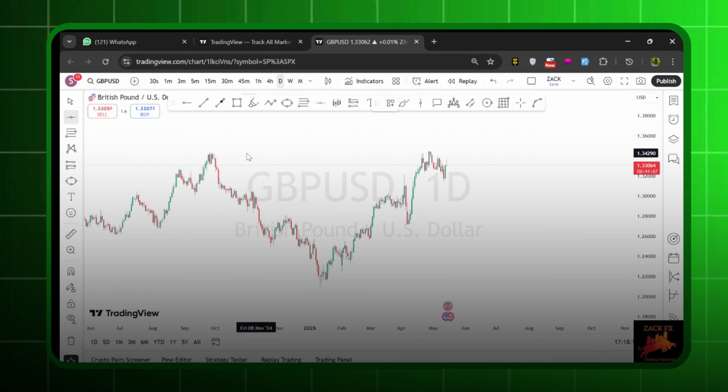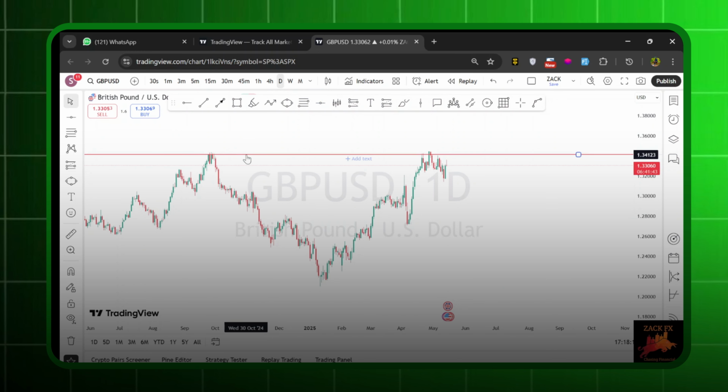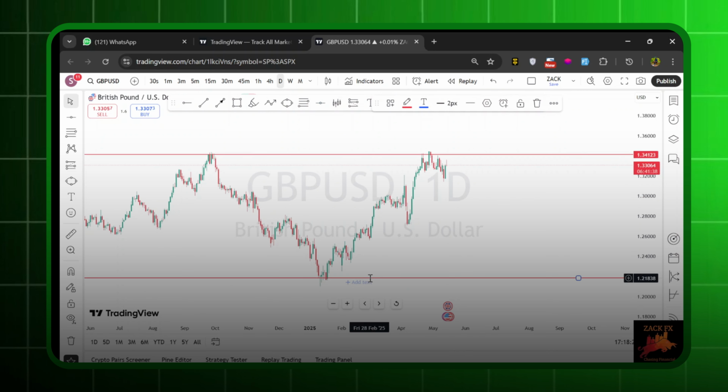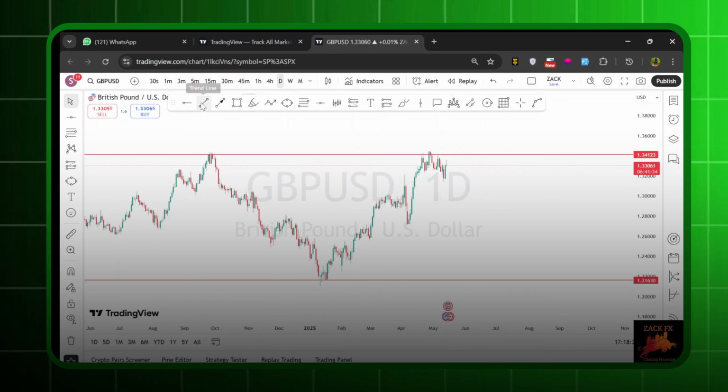As it is, we can see that we had a daily high over there that had been hit, and price looks like it's reacting from that particular point.